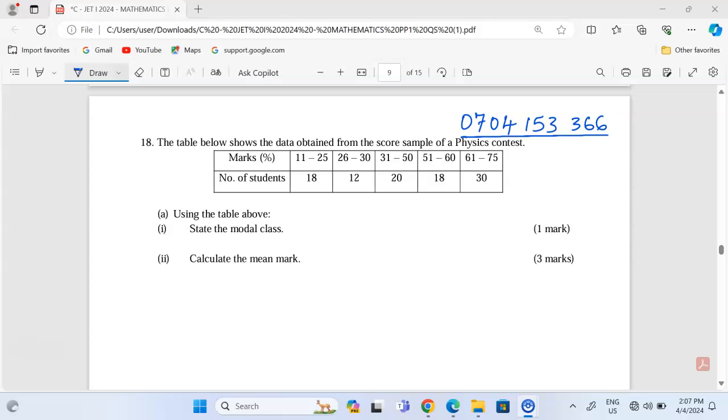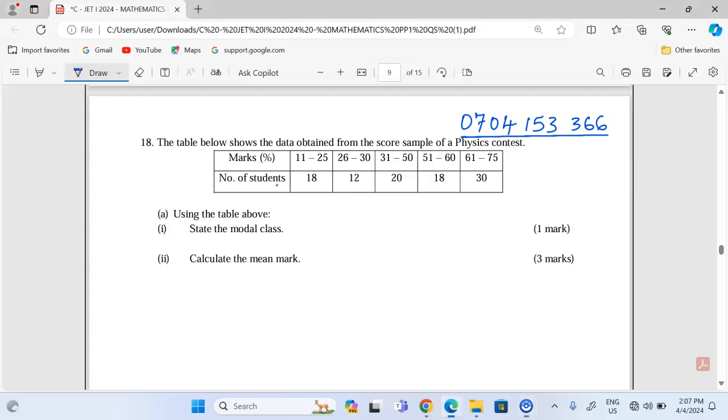We are told in this question that the table below shows the data obtained from the score sample of a physics contest. We have the marks in percentages in classes, then the respective frequencies, the number of students in each class. The first part, using the table above, Roman 1, state the modal class.